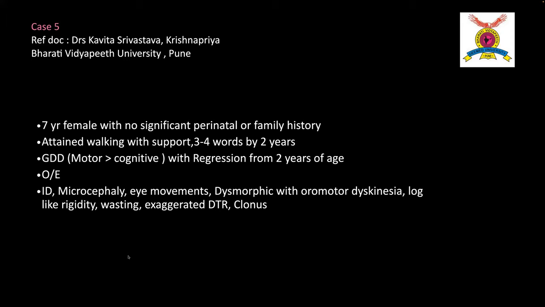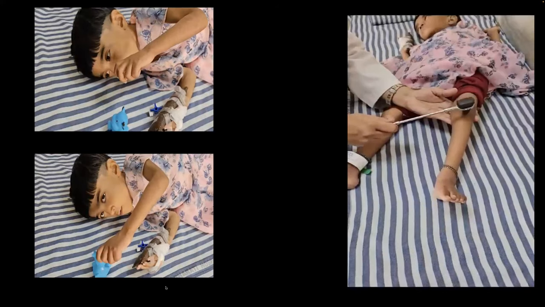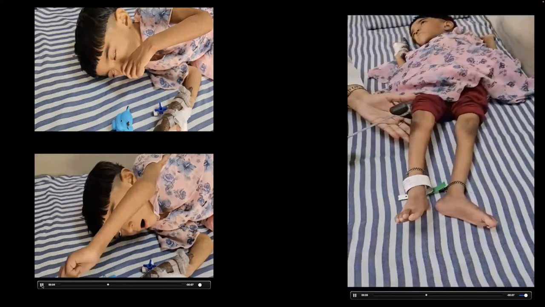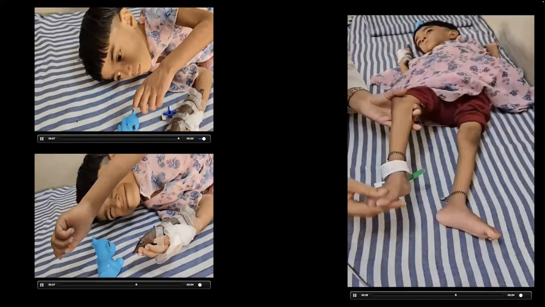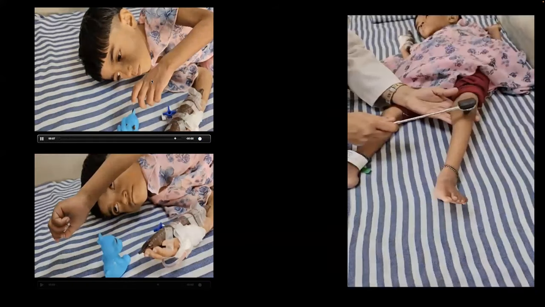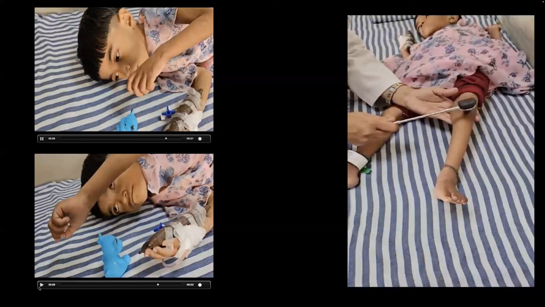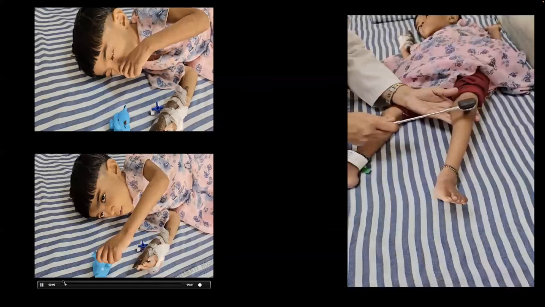From 6 months to 2 years, she was achieving the milestones, but rather slowly. She could walk with support by the age of 2 years with a 3 to 4 word vocabulary. And from 2 years of age, there is motor and cognitive regression. Now she has lost ambulation and gradually she has lost sitting and presently she is confined to the bed. There is regression of fine motor as well. Social is preserved. Language, she has lost the words, but bisyllables are there.